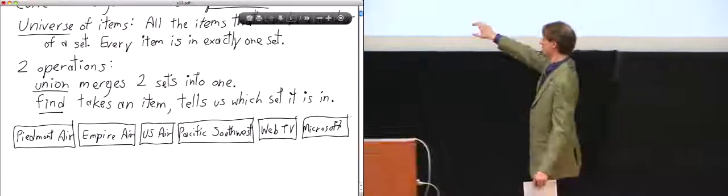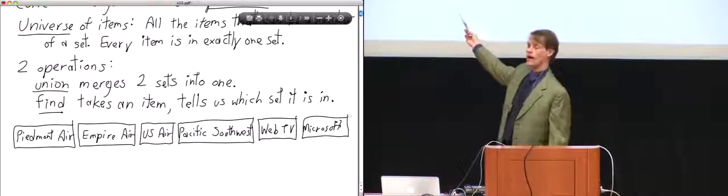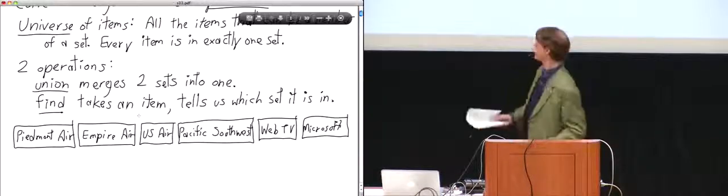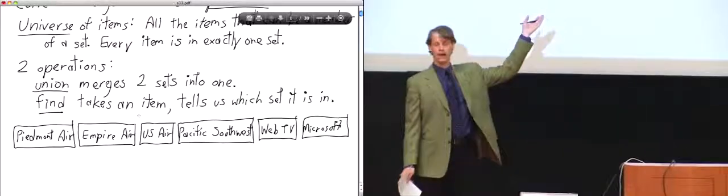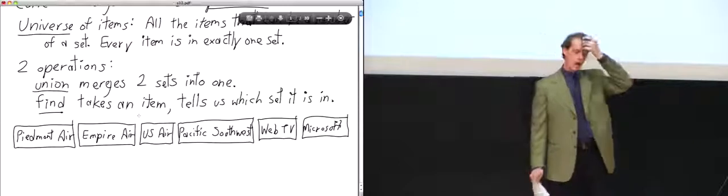So as it happens, many years ago, Piedmont Air acquired Empire Air, and the two companies merged into one corporation. Likewise, US Air acquired Pacific Southwest, and Microsoft acquired Web TV. So we can model those with union operations.